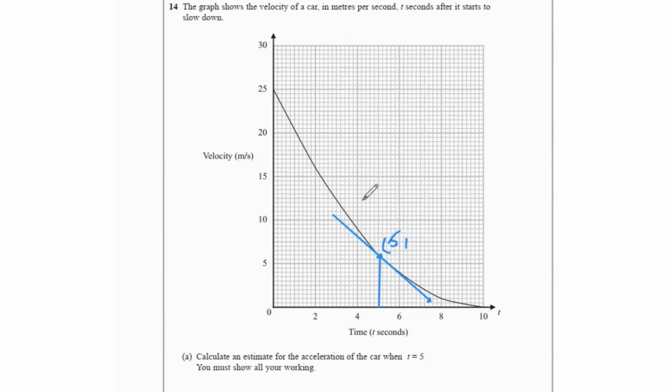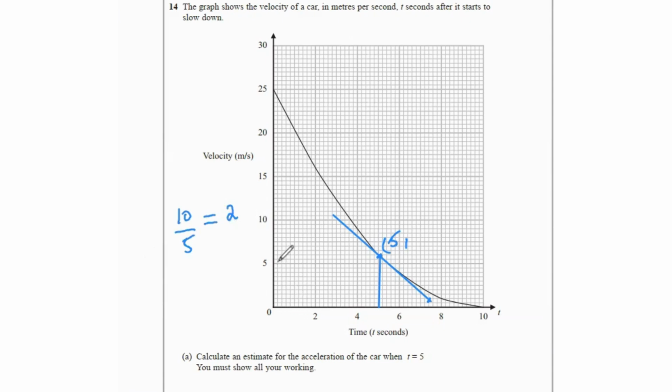10 divisions. So 5 divided by 10, that's 1 over 2, 0.5. So each small division is 0.5. 5.5 plus to 5.75. No. We have 10 divisions from 0 to 5. So 10 divided by 5, 2. Each small box represents 2 units.